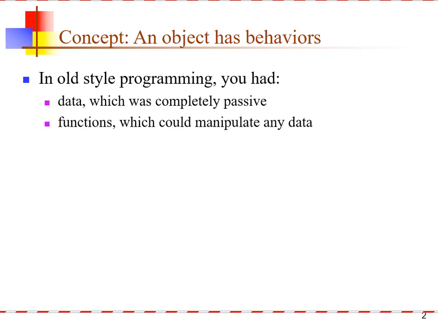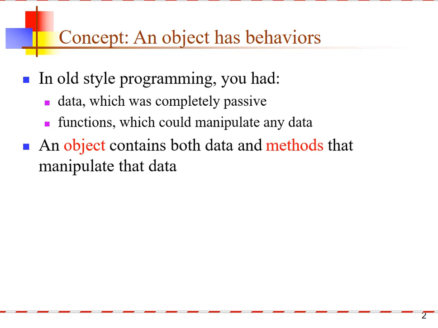So in old-style programming, which is actually what you've kind of been doing so far in C++, you have data, which is working passively. Those are your primitive data items that you guys have been working with, and you write functions that manipulate that data. And you just got done learning how to write some basic functions. We'll learn a lot more as we go along. But now we're going to work with objects that contain both data and methods.